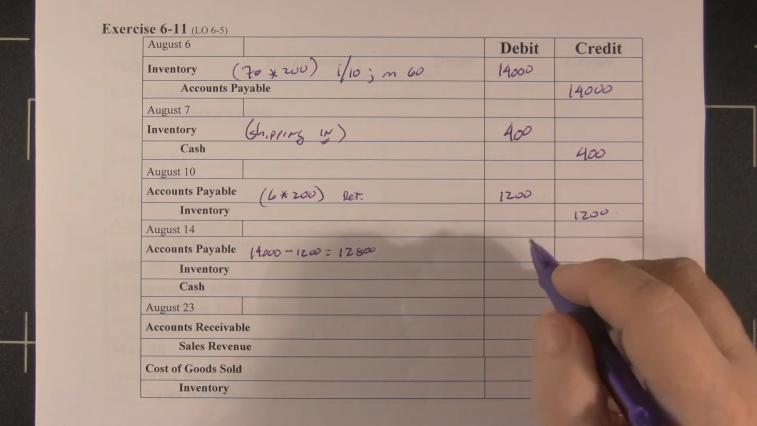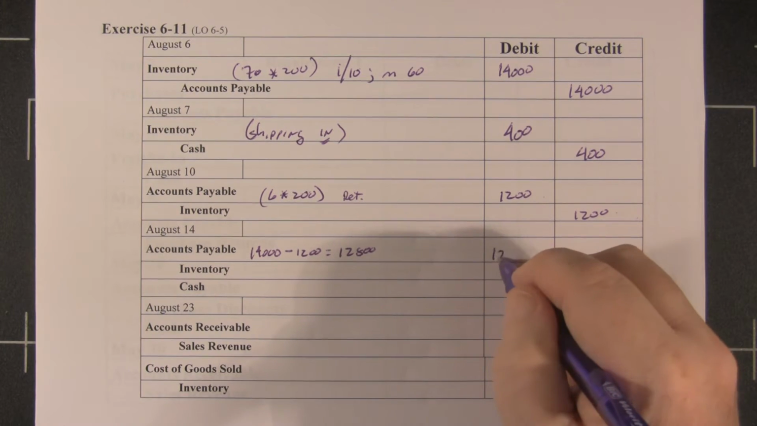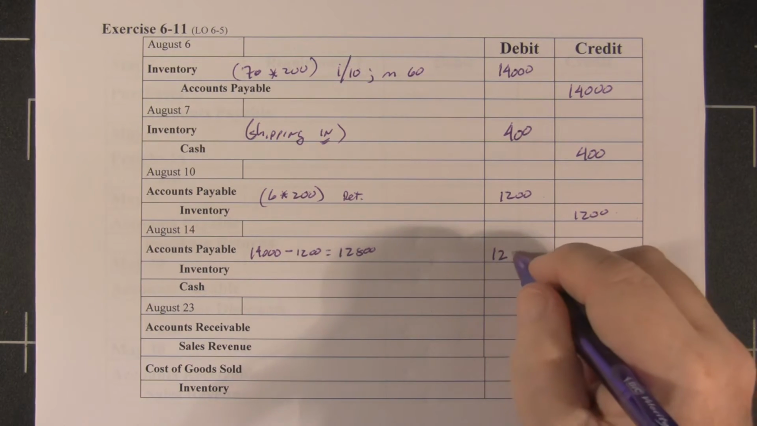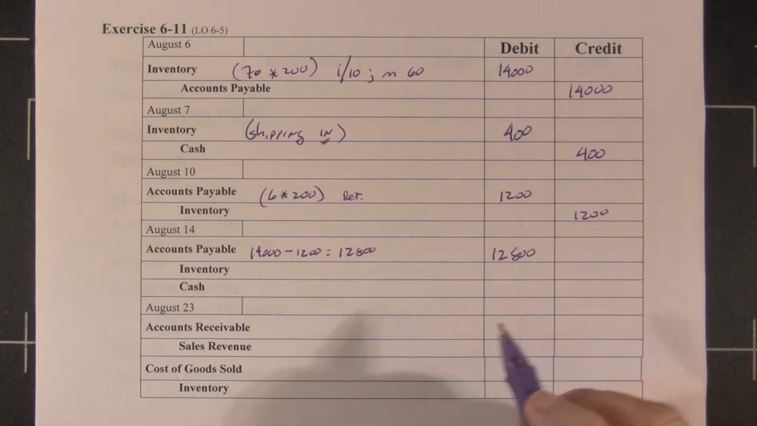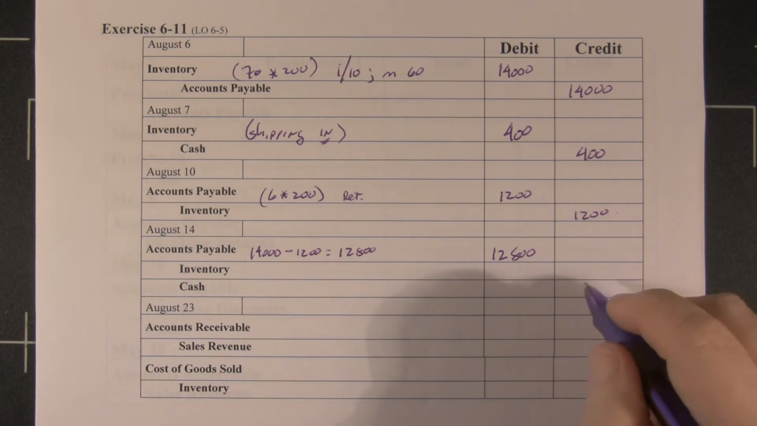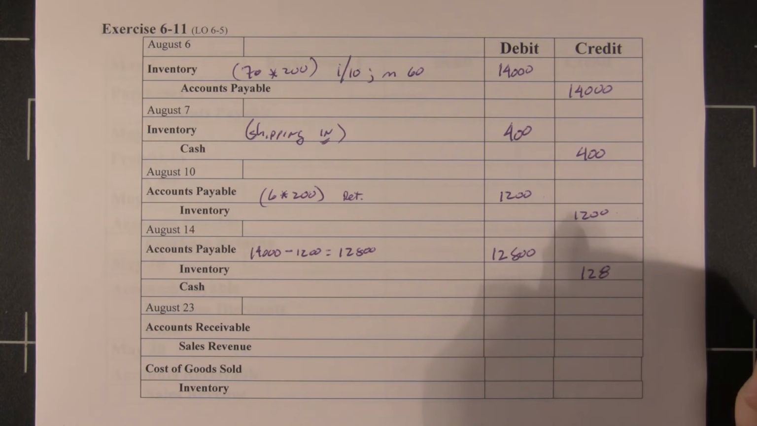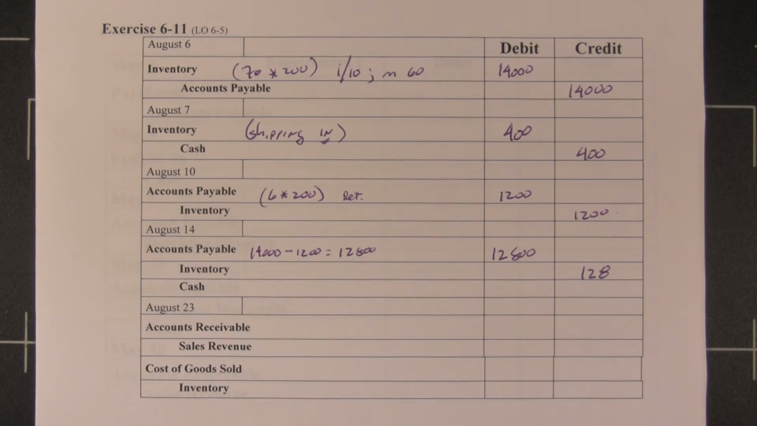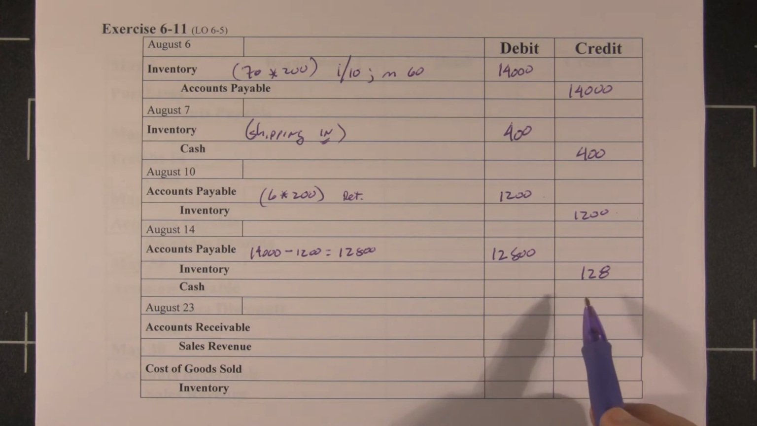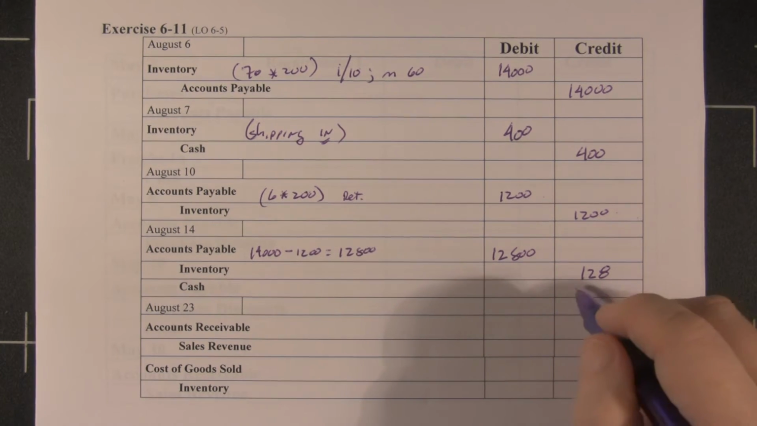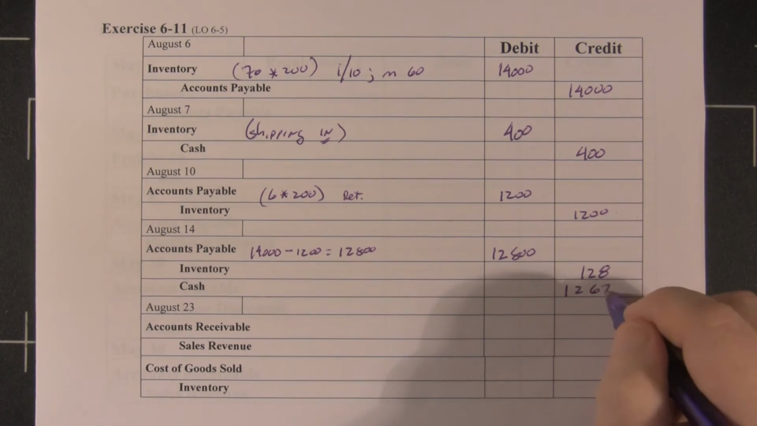So our entire accounts payable goes away, $12,800. 1% of that is $128. That's our reduction to inventory, because that reduces the amount we paid for the inventory. So we reduce that, and our cash is $12,800 minus $128. That's $12,672.